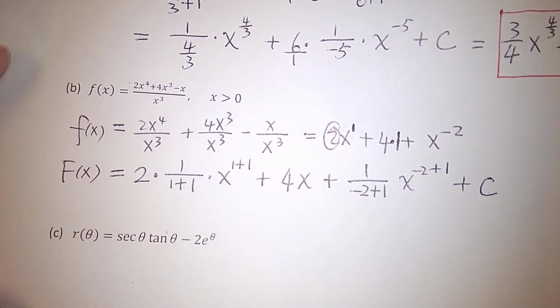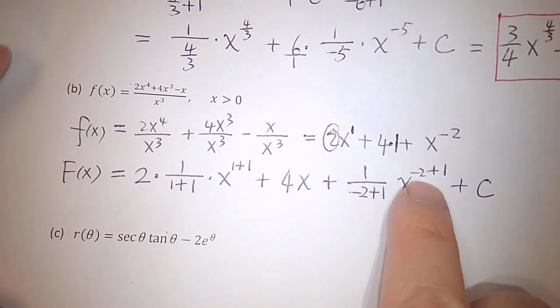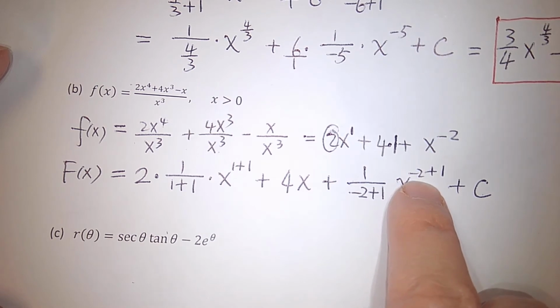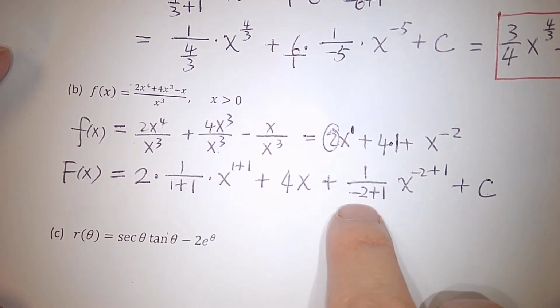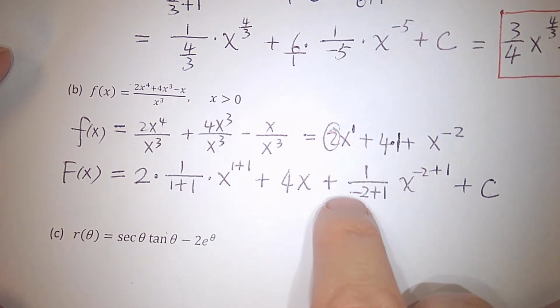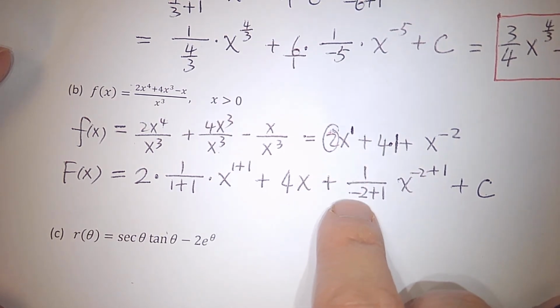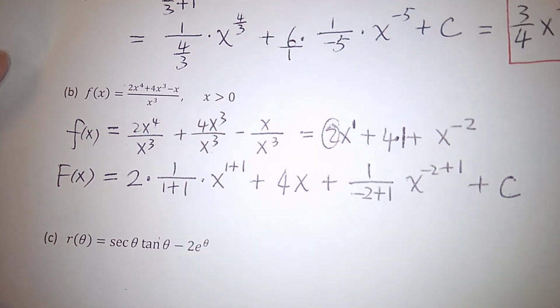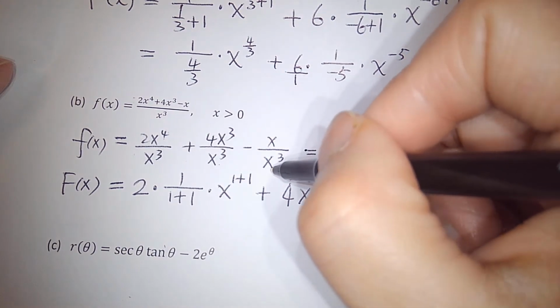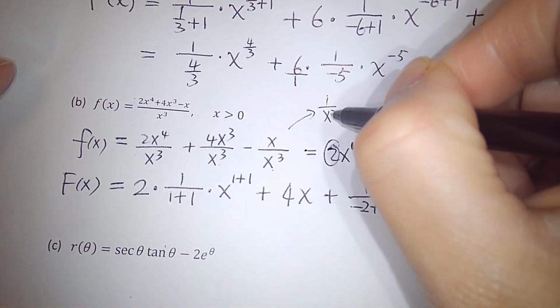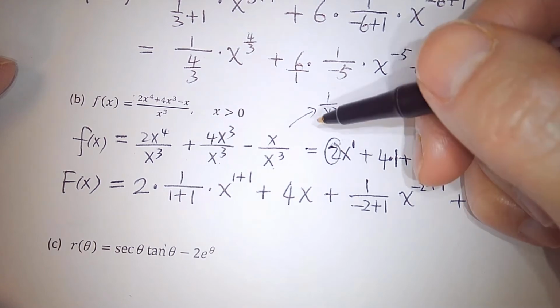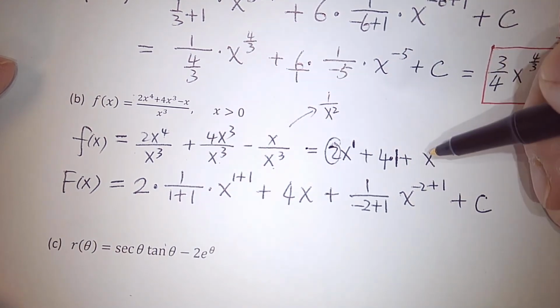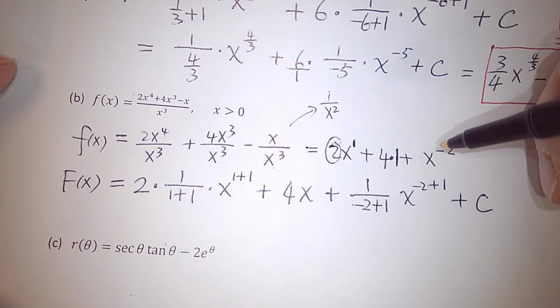How did you get that to be plus x to the negative 2? The original is minus x over x cubed. So how did you get that to be addition? x over x cubed should be 1 over x squared, right? I know it's supposed to be negative 2, but why are you now adding it instead of subtracting it?